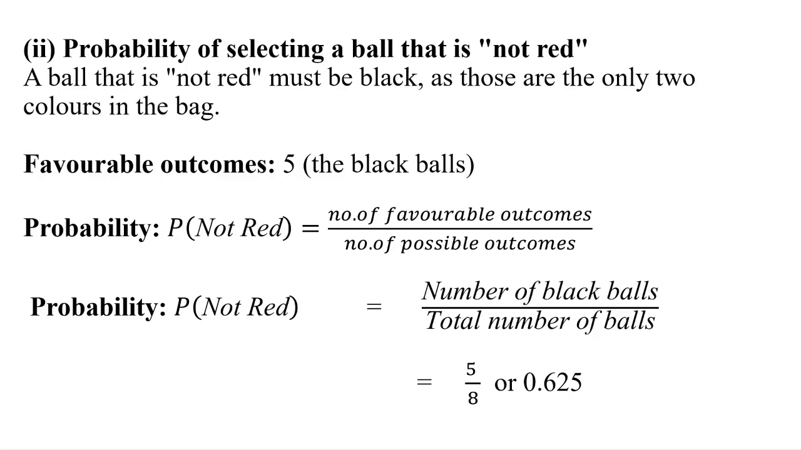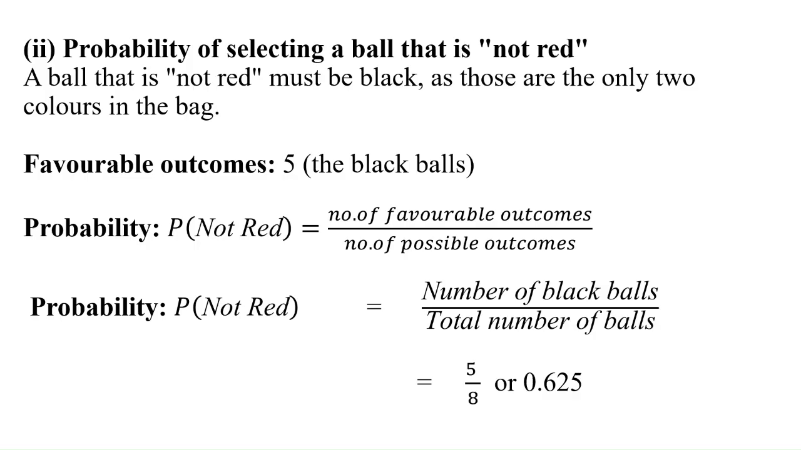Now we need to find the probability of selecting a ball that is not red. A ball that is not red must be black, because in that particular bag we have only red balls and black balls. So the probability of selecting a ball that is not red means we need to pick up the ball which is black in color. How many favorable outcomes will be there? Obviously, it will be equal to the number of black balls. How many black balls are there? 5. So the total number of favorable outcomes for this event will be 5.